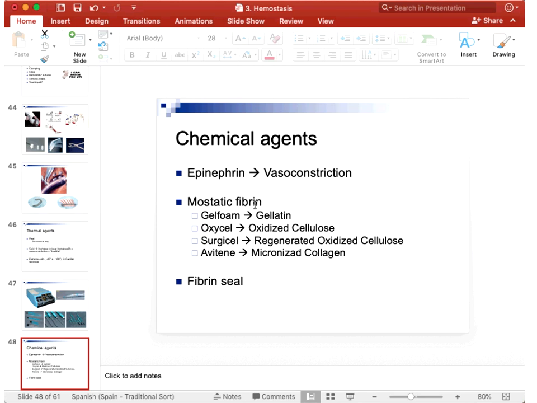And there are some other fibrin synthetic products such as Gelfoam, which is a gelatin, Oxycel, which is oxidized cellulose, Surgicel. All of these you're going to see in a surgery. How they work, it is like a synthetic fibrin that attaches to a bleeding site. Of course, it has to be a little bleeding, and they stop it. Or fibrin seal that comes liquid.